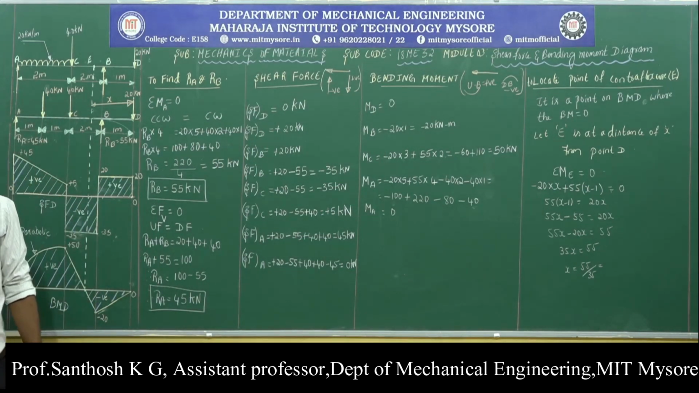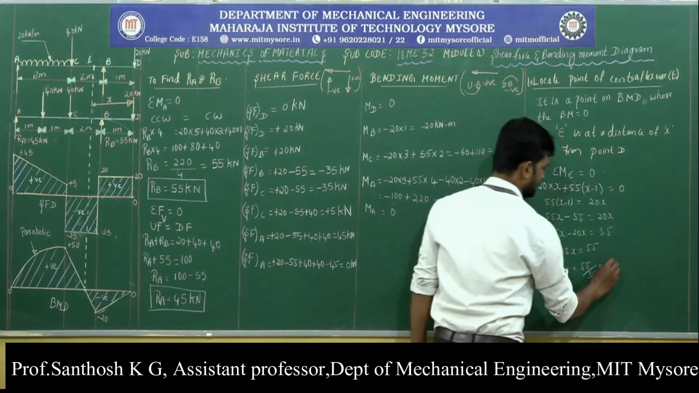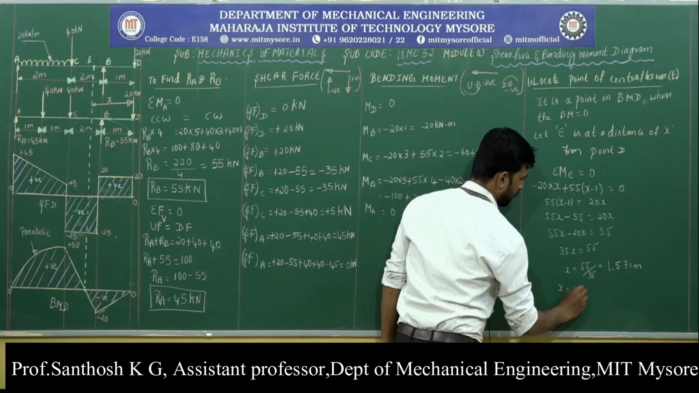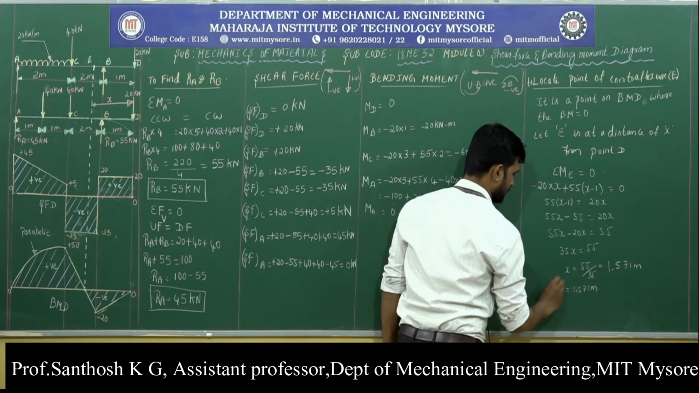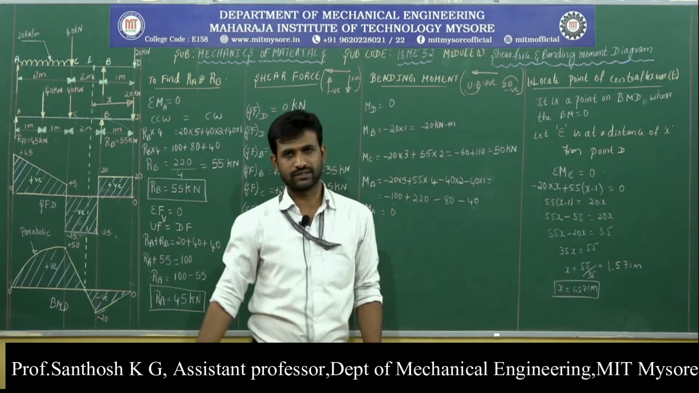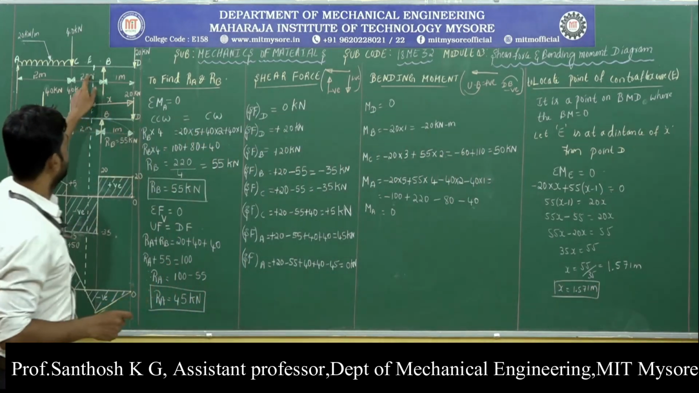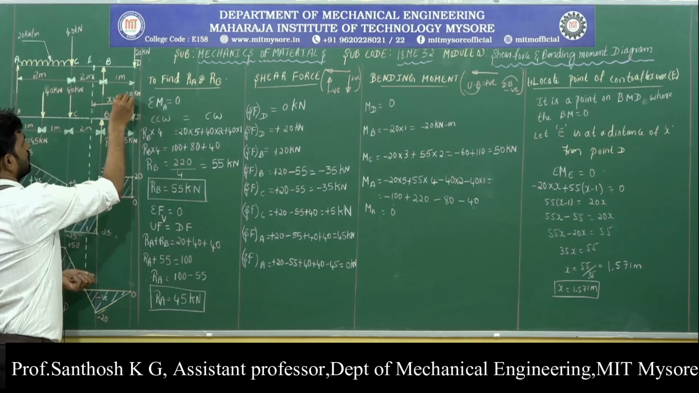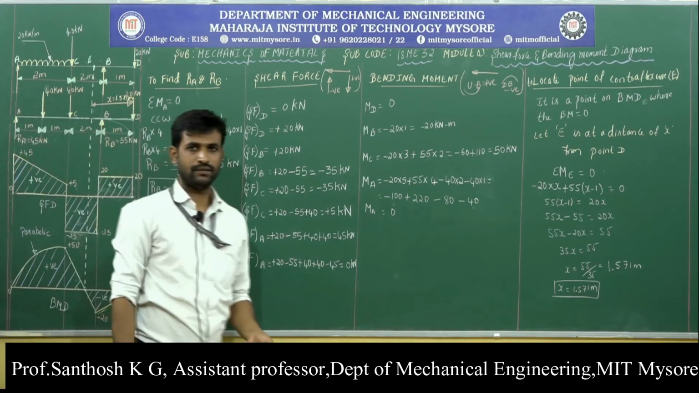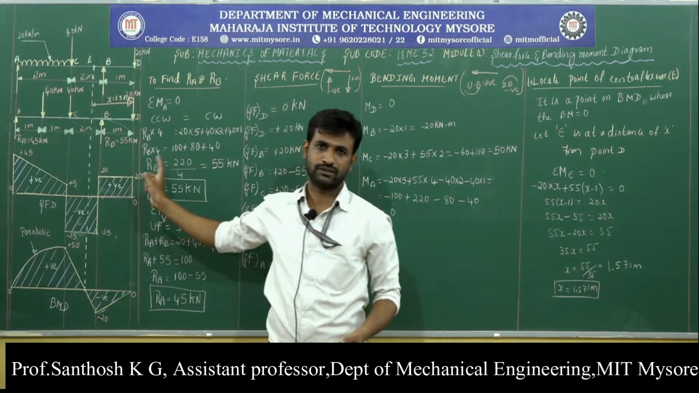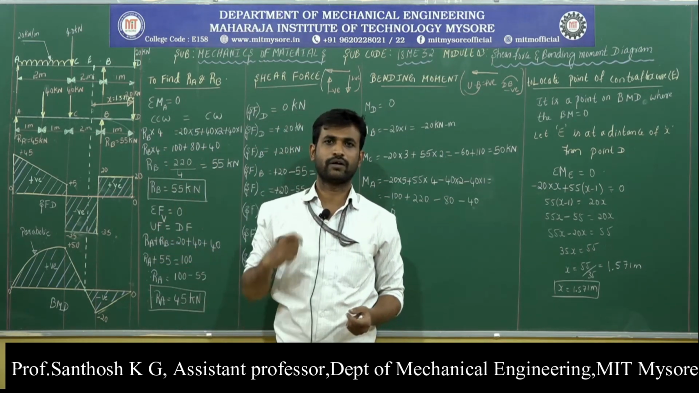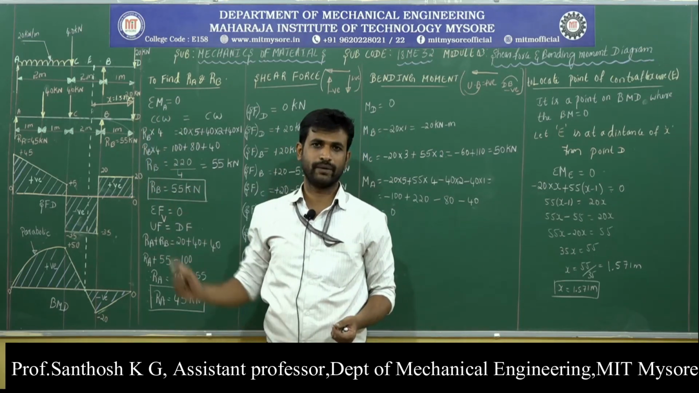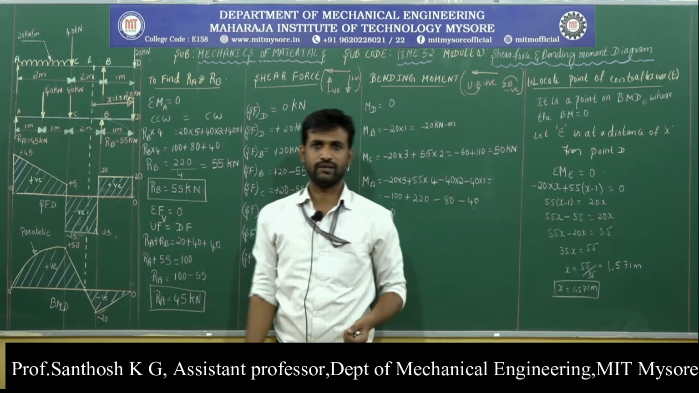So when you divide 55 by 35, you will get the value as 1.571 meters. Therefore, the point of contraflexure is located at a distance of 1.571 meters from point D. And this completes the problem. We have written the shear force diagram, bending moment diagram, and also we located the point of contraflexure for the given simply supported beam loaded as given in the figure.